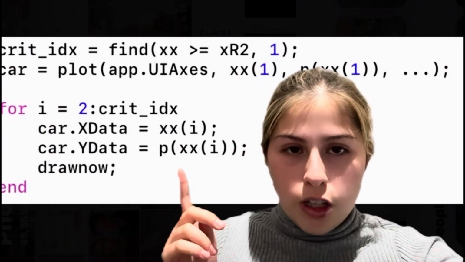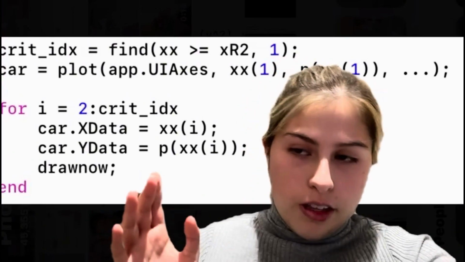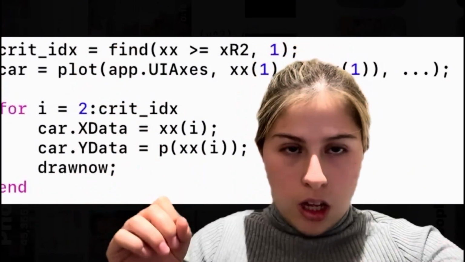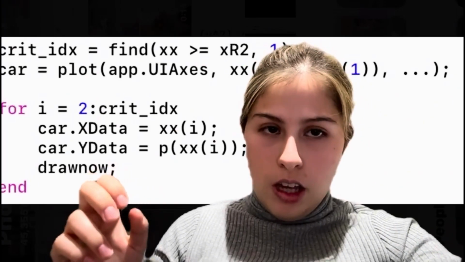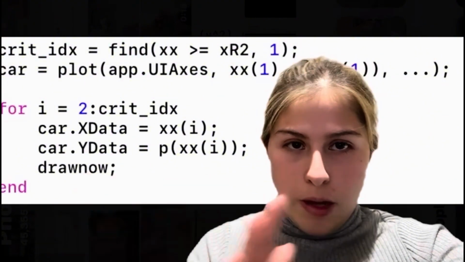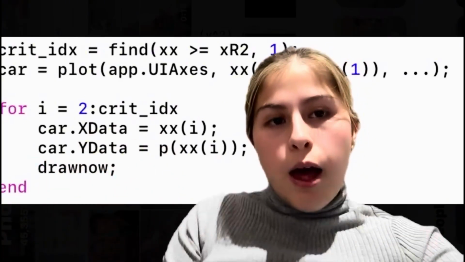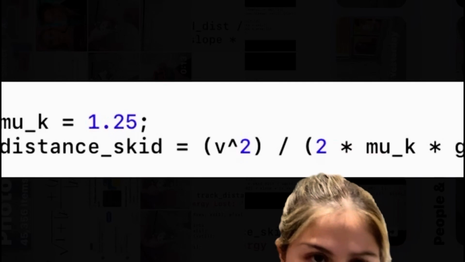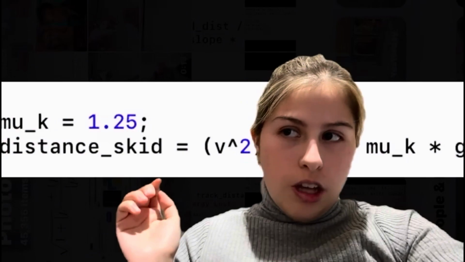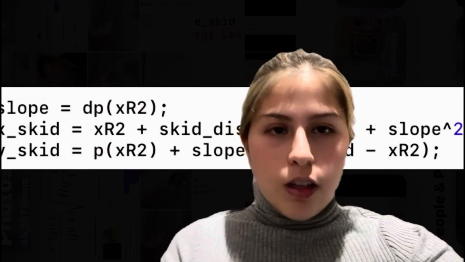Then we created this function, which is in case the car skids. Basically the car follows its normal path, and when it reaches a critical point, it skids because the car doesn't have enough friction force to make it turn, so it stops following the normal path and it follows a tangent line. Then using this formula, we calculated the total distance of the skid using the work energy theorem.